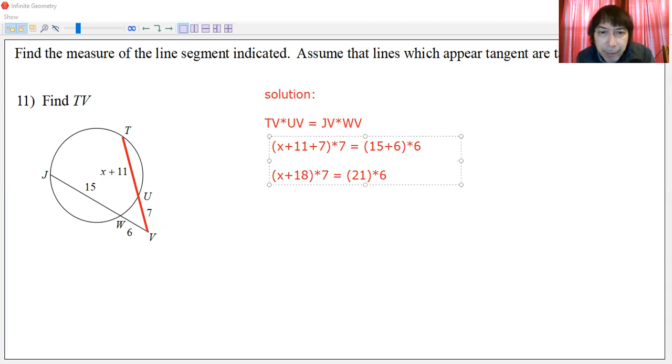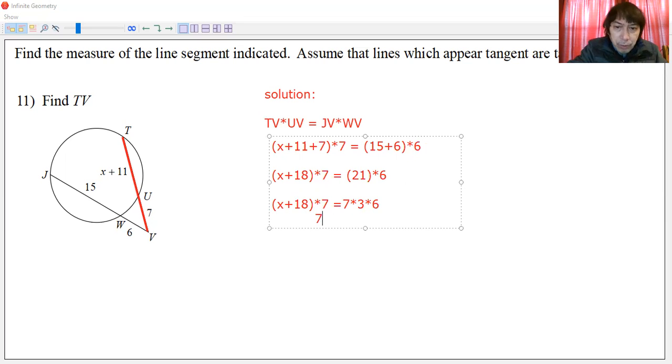There. All right, so anything we can simplify here? Can we divide by the 7? We can divide by the 7, so this is x plus 18 times the 7 equals, let's break the 21. 21 is 7 times 3, that's 21, times the 6. And so we will divide now by the 7 and divide also by the 7. We can now reduce the numbers.